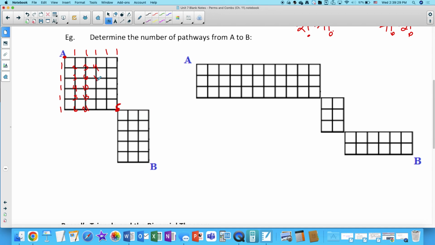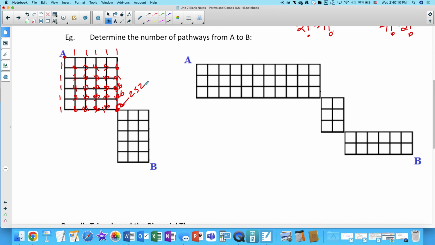4, 10, 20, 35, 56. You can see the numbers start to get quite large quite fast. This one would be 5, 15, 35, 70, and 70 plus 56 is 126. Okay, and then here, the last one, 6, 21, 56, 126. So here would be 252.